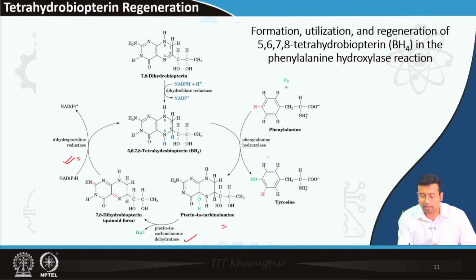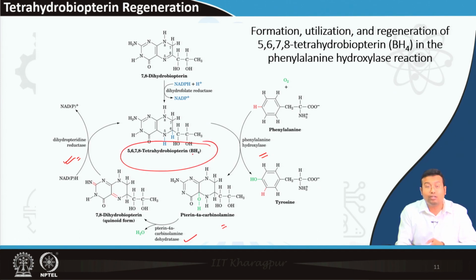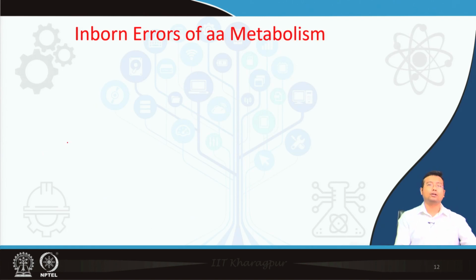So phenylalanine hydroxylase is the enzyme, tetrahydrobiopterin is the coenzyme, this is the active form, it gets oxidized and ultimately gets regenerated, and these intermediary enzymes all act together to catalyze this one single step of conversion of phenylalanine to tyrosine. So our one step, the goal of today, is done.